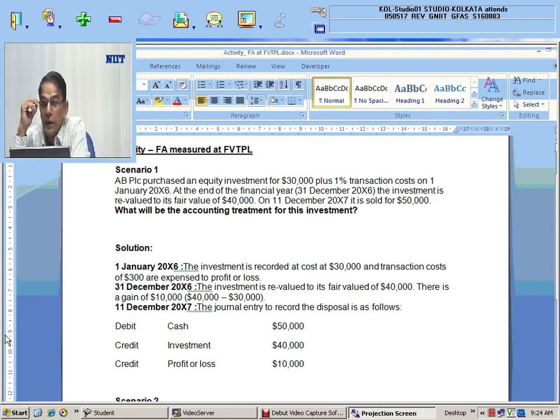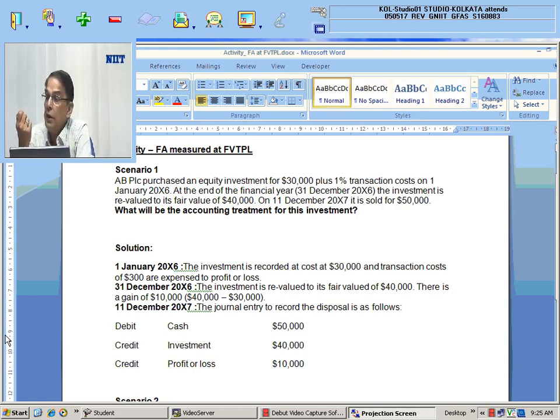So the profit and loss account will be credited with 10,000 when it is subsequently measured at 40,000, that is on 31st December 2006, and subsequently when the asset is sold on 11 December 2007 next year, then again the profit and loss account will be credited with 10,000, the investment account will be credited with 40,000 and cash will be debited with 50,000. This is for financial assets at fair value through profit and loss.